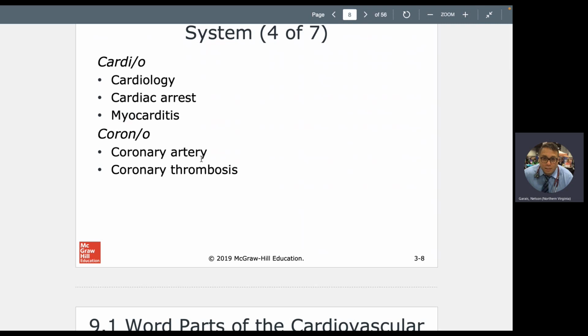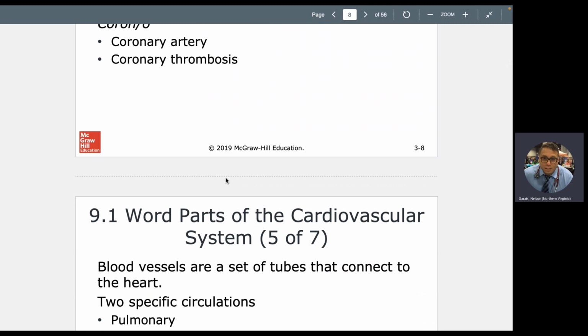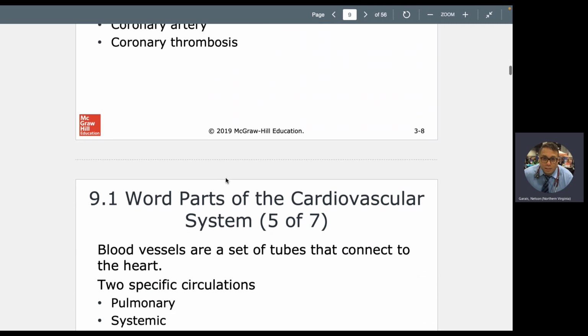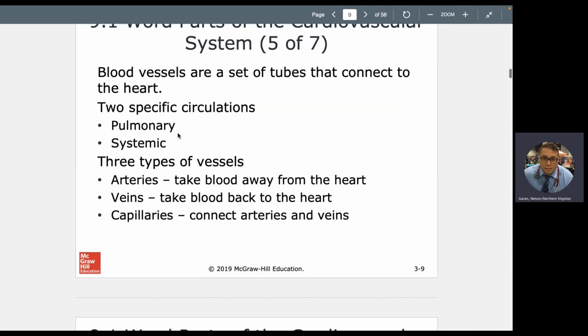Your coronary arteries and veins, or your coronary vasculature, are the arteries and veins that surround your heart, and you could easily get a coronary thrombosis. The most common place to have it is your left anterior descending artery, which I think is anywhere from 40 to 60% of all AMI, or acute myocardial infarctions. Pulmonary means pertaining to your lungs. Systemic means pertaining to your whole entire body.